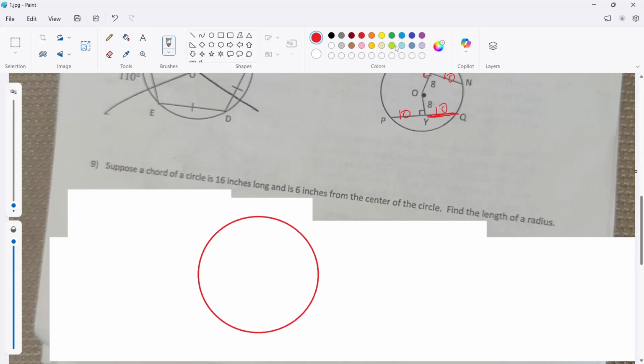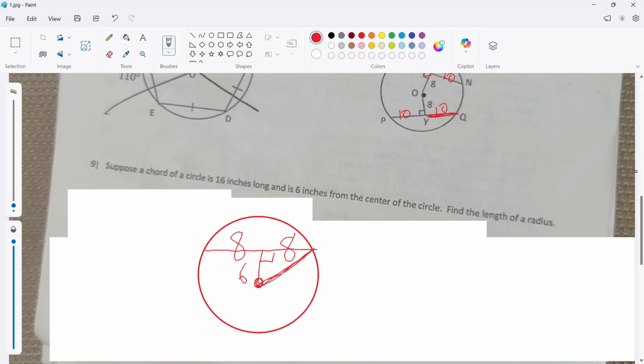Suppose a chord of a circle is 16 inches long and 6 inches from the center. Okay, here's the chord. And it's 6 inches from the center. That would make that perpendicular. And it's 16 inches long. That makes that 8 and that 8. Find the length of a radius.